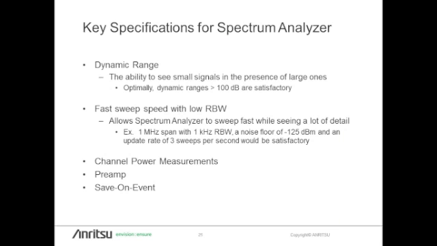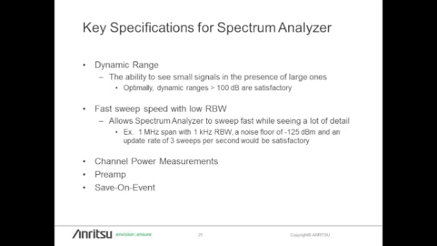So, key specifications. What kind of spectrum analyzer do you need? Well, I mentioned good dynamic range, something typically better than 100 dB, and a fast sweep. And just to give you some typical parameters here: if you're looking at maybe a 1 megahertz band with a 1 kHz RBW, and a certain noise floor, a certain number of sweeps per second would be satisfactory. It's just a rule of thumb. It doesn't mean you have to have this capability, but you need something that's fast enough in order to accommodate the system.